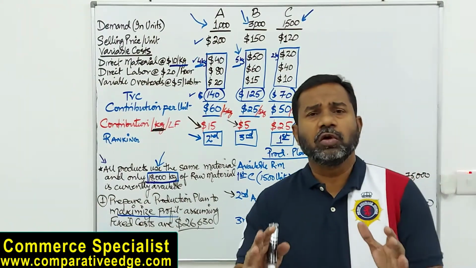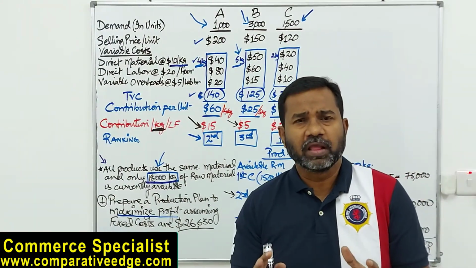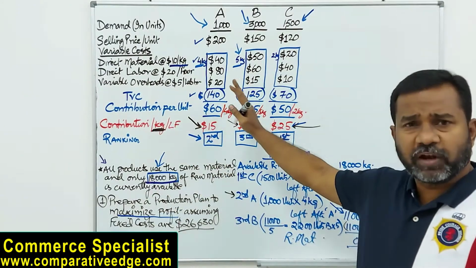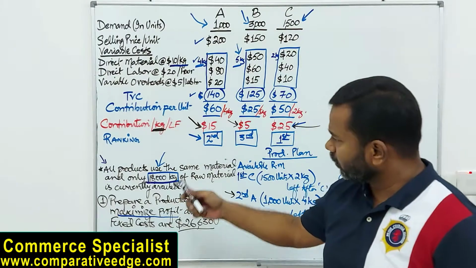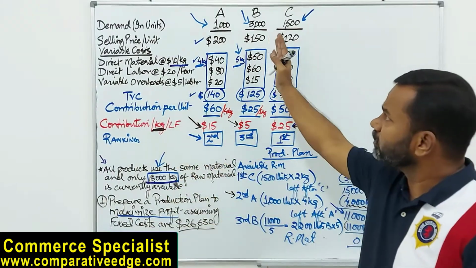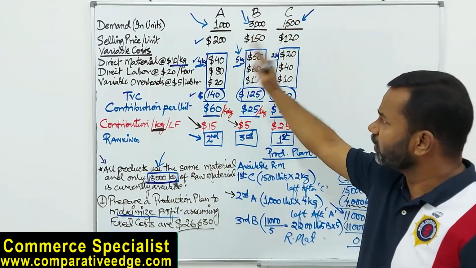So now I'm giving you a brief recap. A question was framed for limiting resources. We had a limiting factor of raw materials. We have 3 products. All the demand is given. Selling price, variable costs were given.